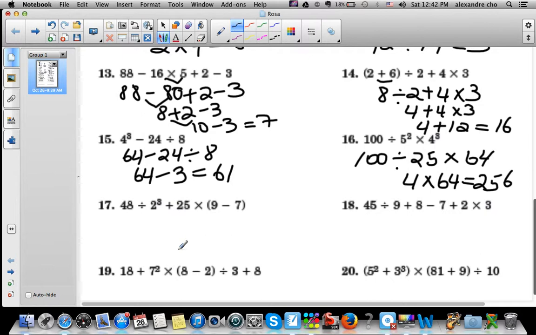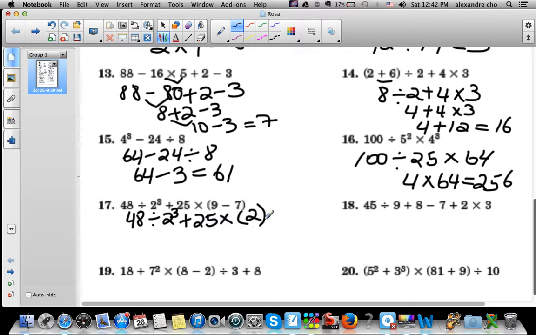Ooh, this one has a lot. It's everything. So first thing we do, parentheses. If we're not doing anything with it, you just copy it and only take care of what you're going to do. The only thing we're going to do is 9 minus 7, which is 2.